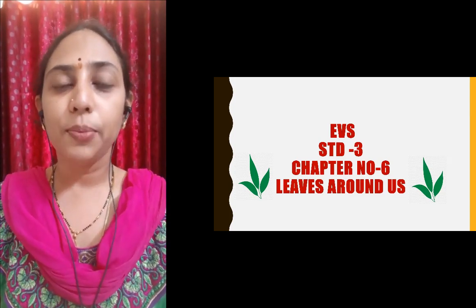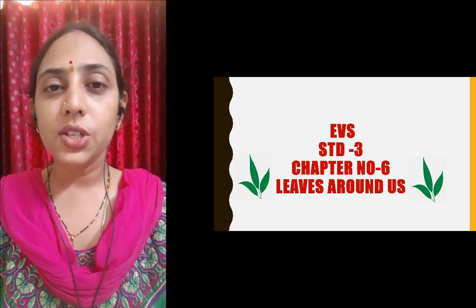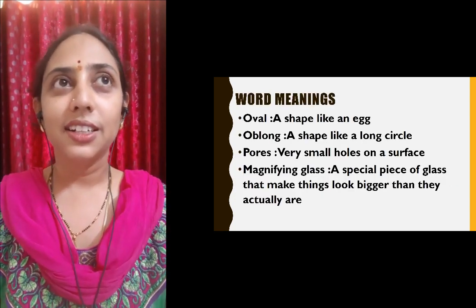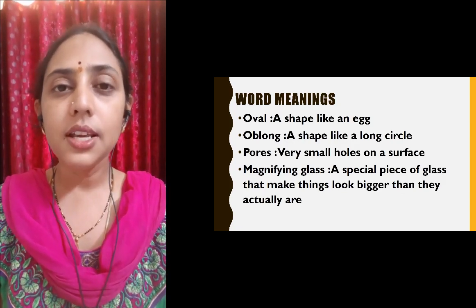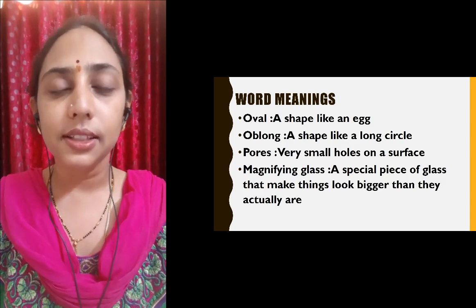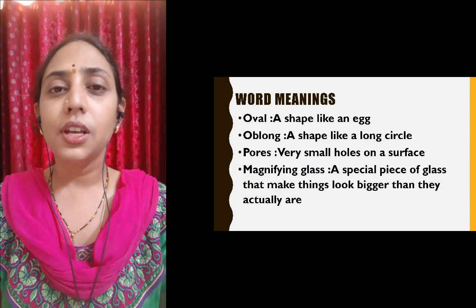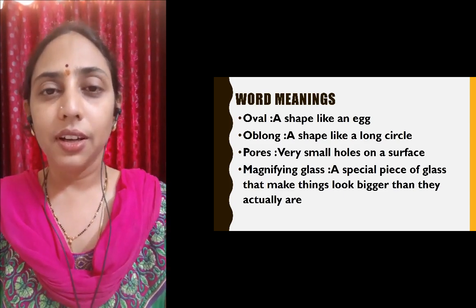Before starting the chapter, let us go through the hard words. Oval, the shape of an egg, that is called oval. Oblong, it is the shape of a long stretched circle. Pores, the small holes that are present on the underside of the leaf.